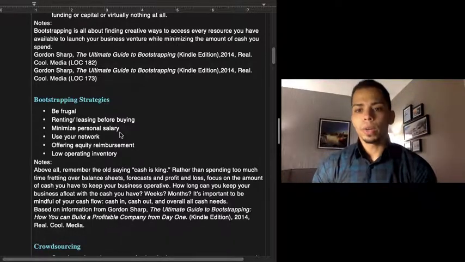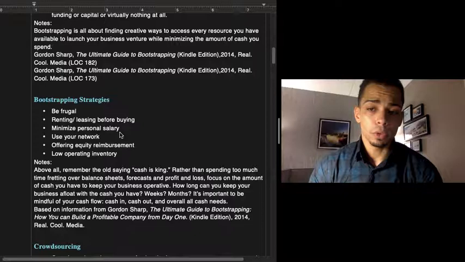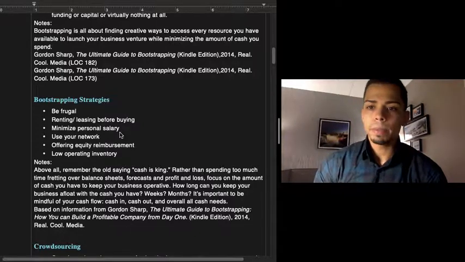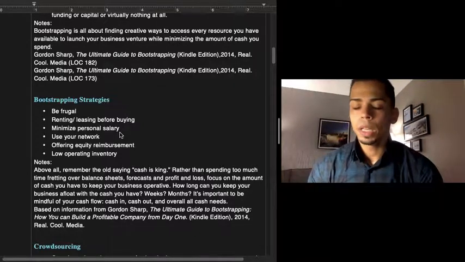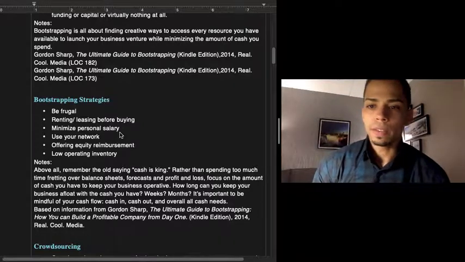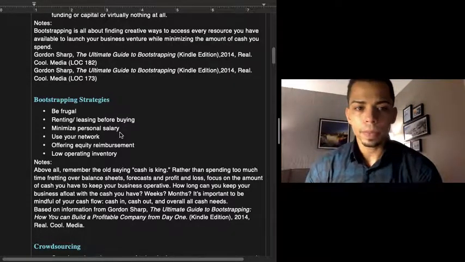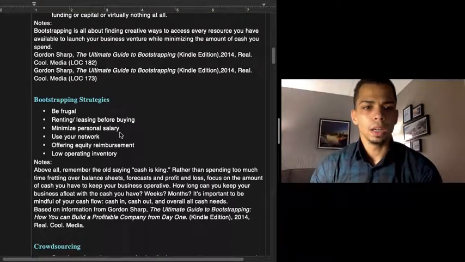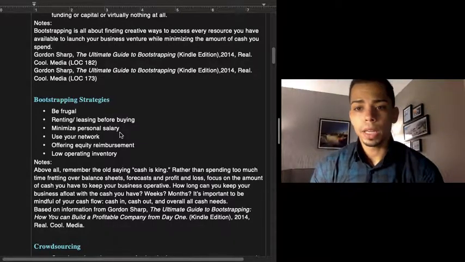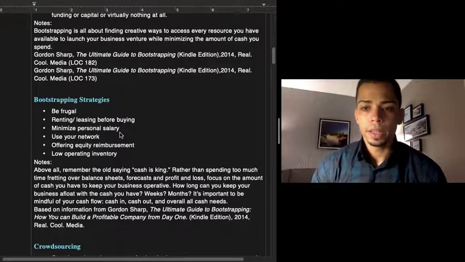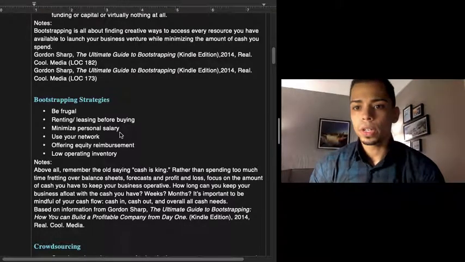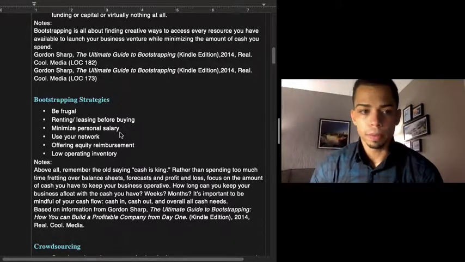You want to use your network and the resources that you have available to you. If you know people in government, maybe you can have them help you with the licenses and the permits that you're going to be needing. And that applies with everything. If you know a lawyer, maybe they can help you with the legal issues that every business owner is confronted with that you need to be able to manage.